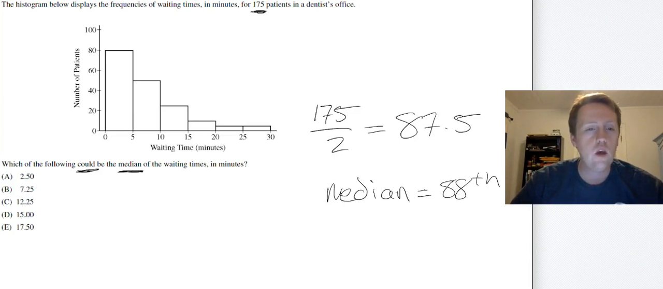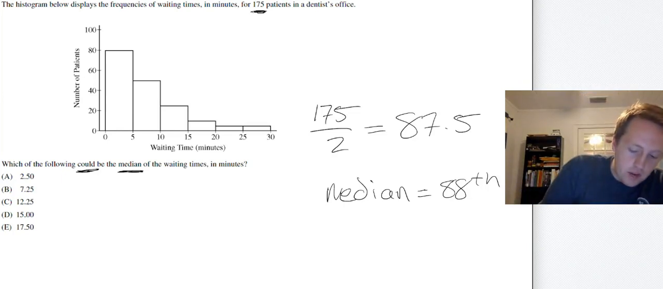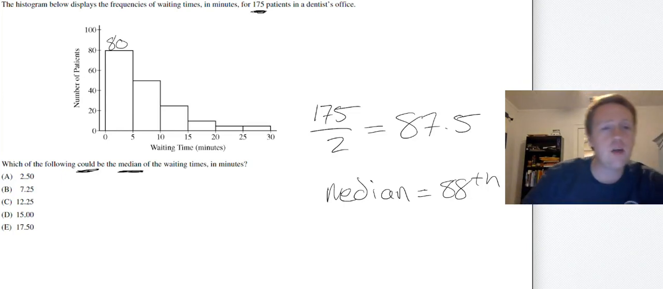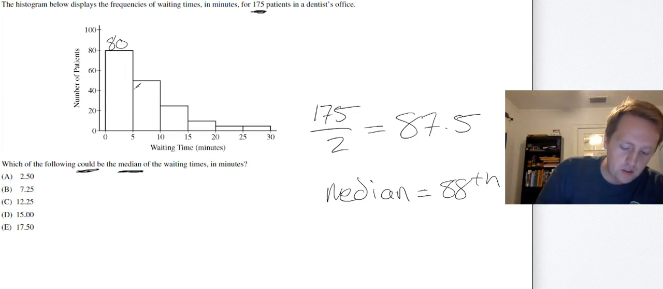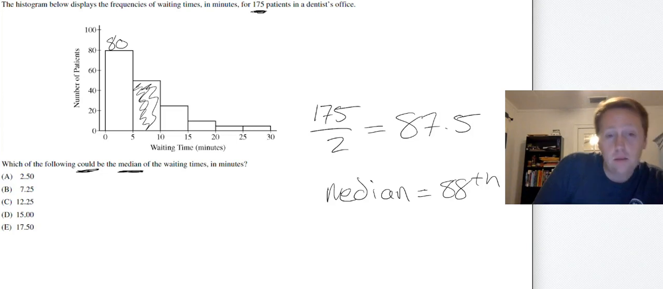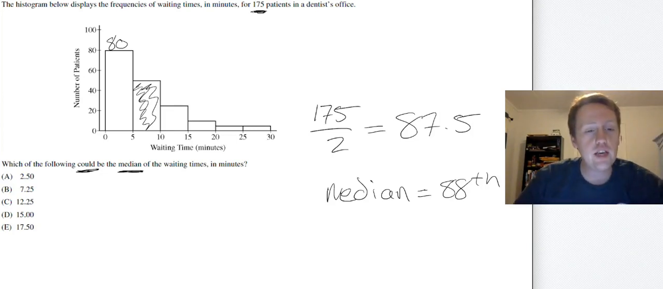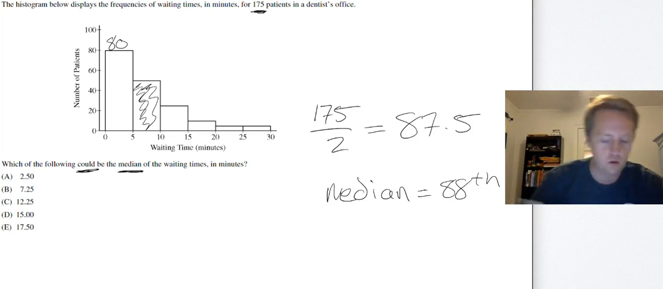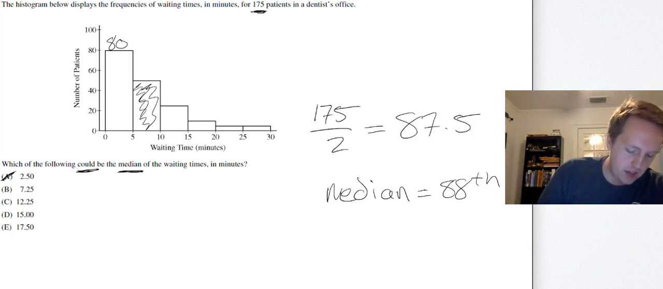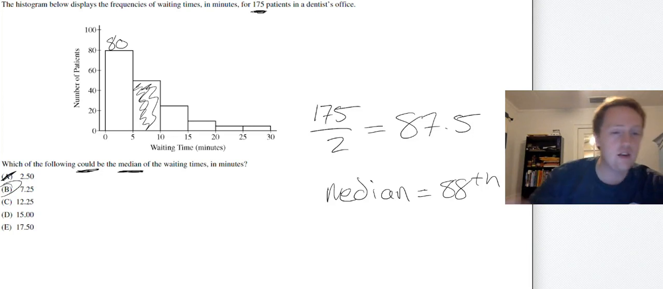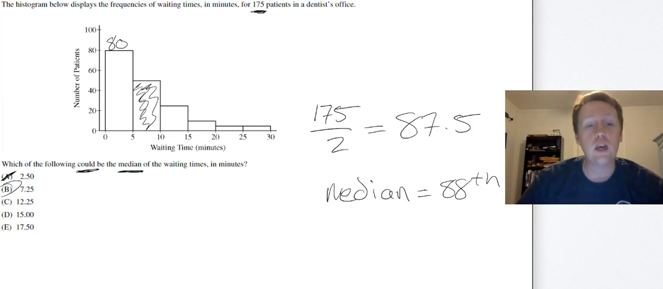Okay, the median is the 88th observation. So I need to figure out where the 88th observation is, the ordered 88th observation. Look, in this one right here, don't I have 80 of the observations? Well, the 88th is probably somewhere in this one, right? It has to be. So which of these could be the median waiting time in minutes? Well, 2.5 isn't between 5 and 10. 7.25 is. So that's why they say could be.